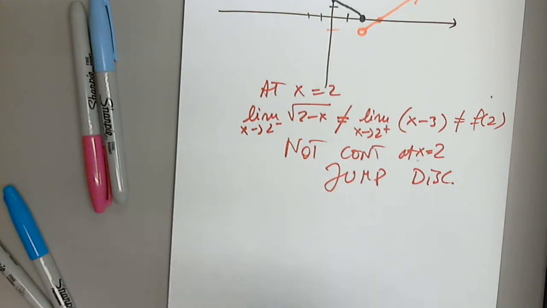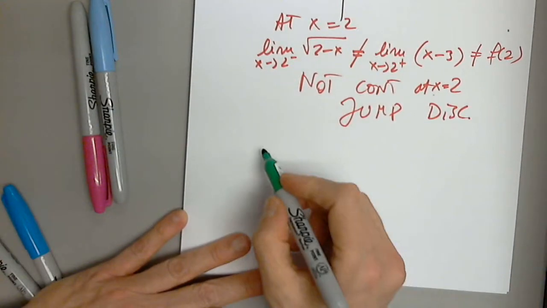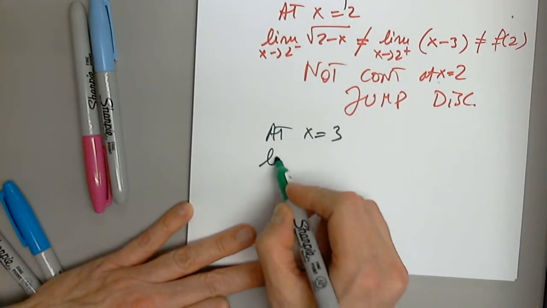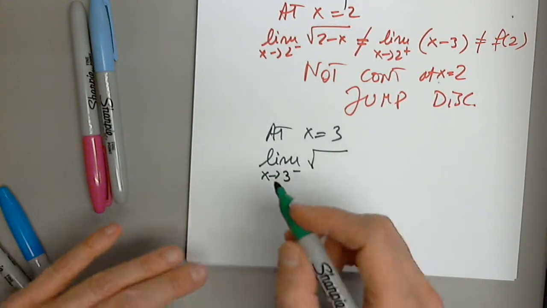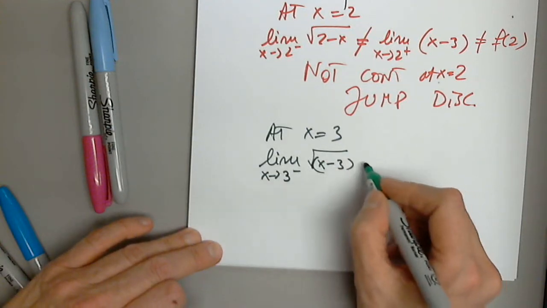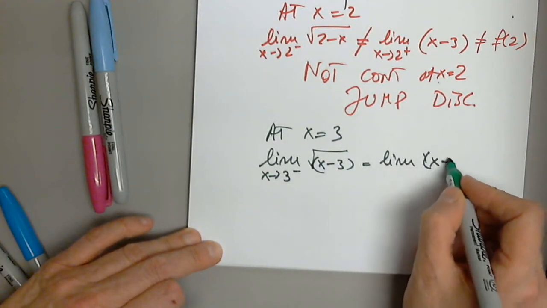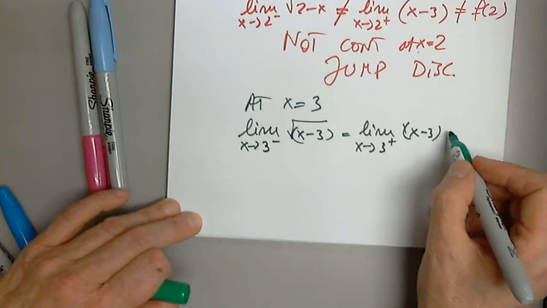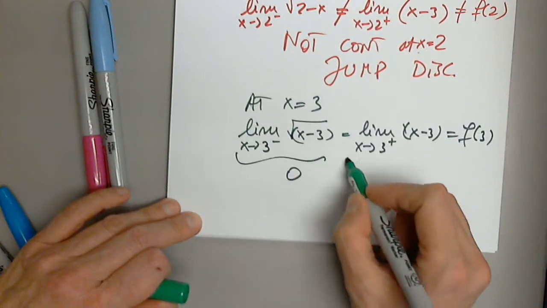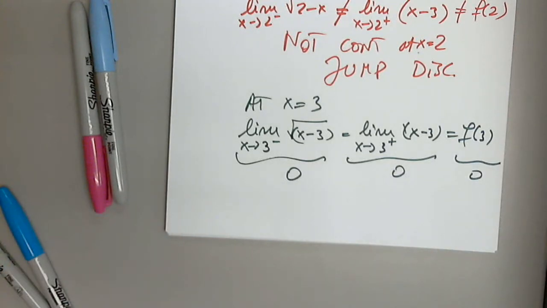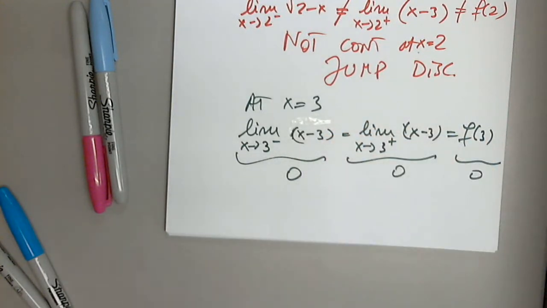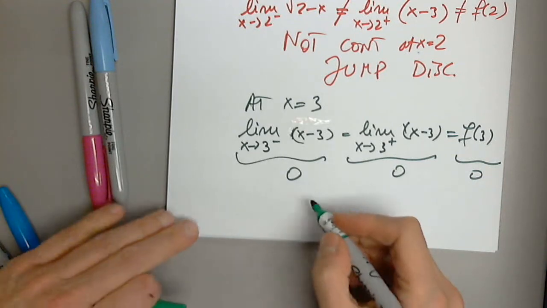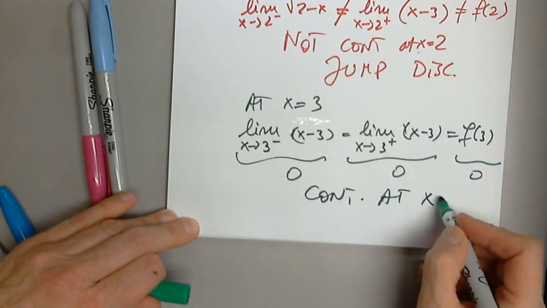Is it continuous at 3? Yes. I will write at x equals 3. The limit as x approaches 3 from the left. Oops, sorry, I'm going to erase that. It's x minus 3, just x minus 3, equals the limit from the right and equals the function value of 3. This is 0, this is 0, this is 0. So the function is continuous at 3. Continuous at x equals 3.